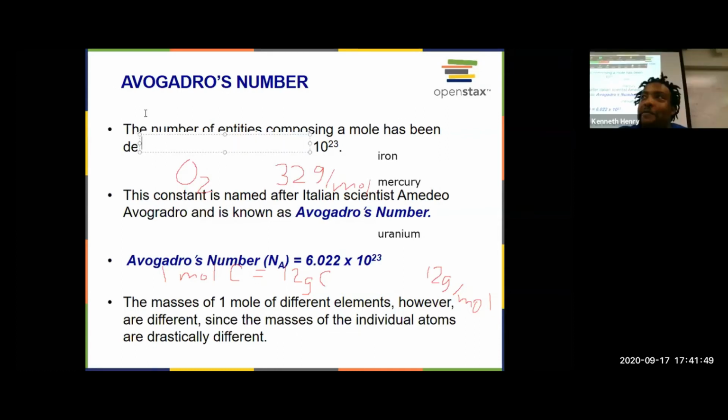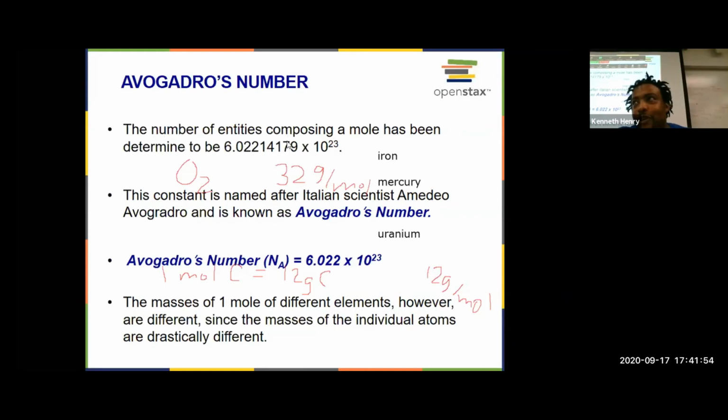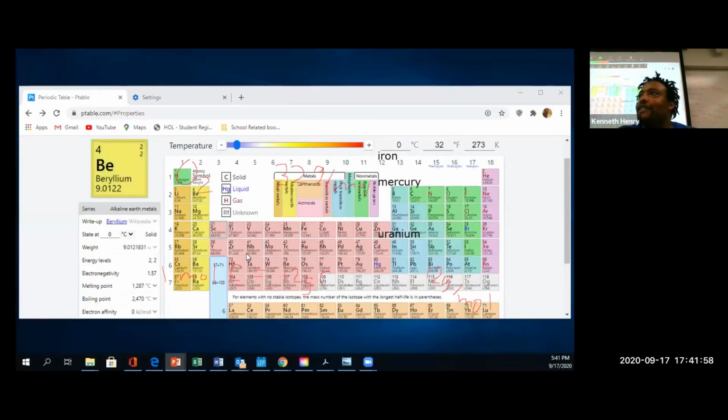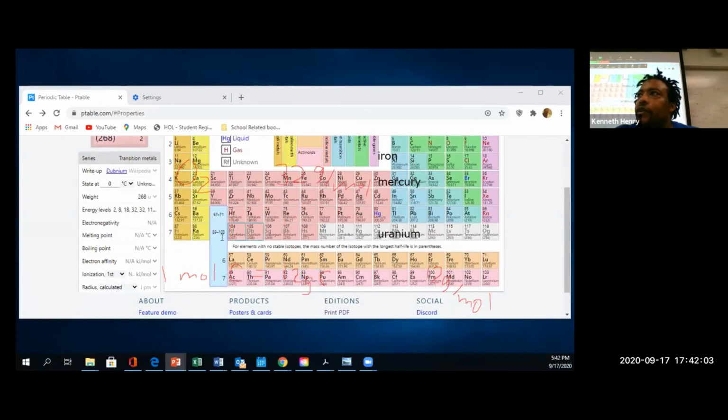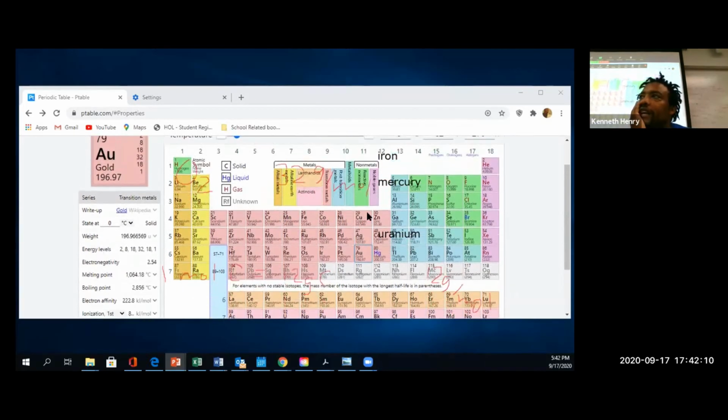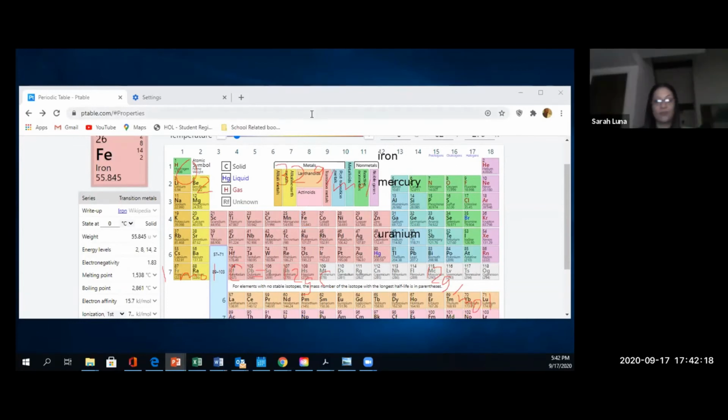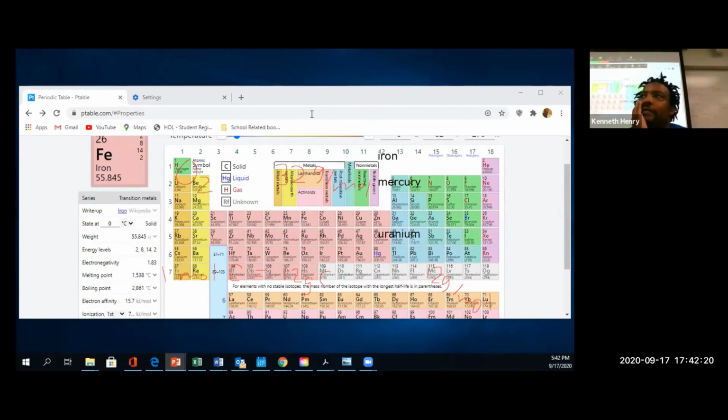It's uranium. If we look on a periodic table, it should be uranium, right? There we go. Uranium is down here, in this row right up here. This is mercury. And iron is up here. So uranium is going to weigh more. Okay, you guys get that? Good. I know it's simple. I just want to be sure that we're all on the same page.